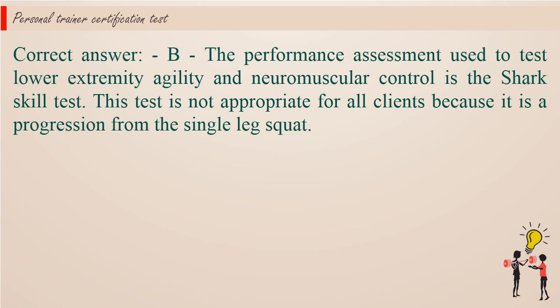Correct answer, B. The performance assessment used to test lower extremity agility and neuromuscular control is the Shark skill test. This test is not appropriate for all clients because it is a progression from the single leg squat.